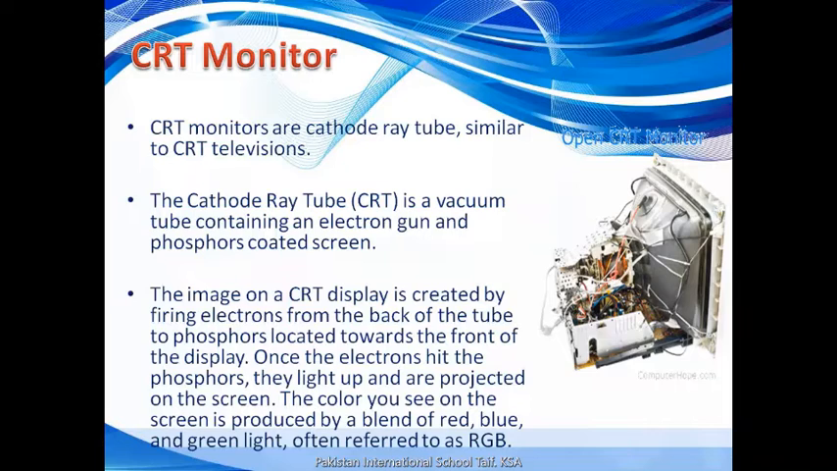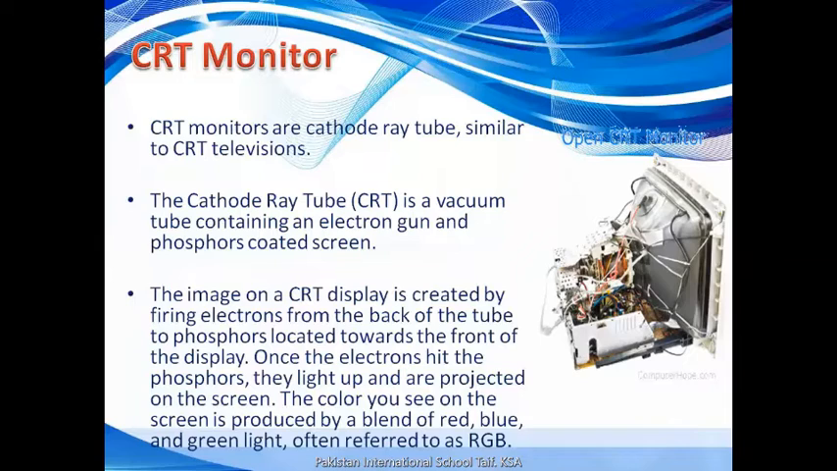The image on a CRT's display is created by firing electrons from the back of the tube to phosphors located towards the front of the display. Once the electrons hit the phosphors, they light up and are projected on the screen. The color you see on the screen is produced by a blend of red, blue, and green light, often referred to as RGB. RGB stands for red, green, and blue, and the color monitor consists of the combination of these 3 colors: RGB, red, green, and blue.